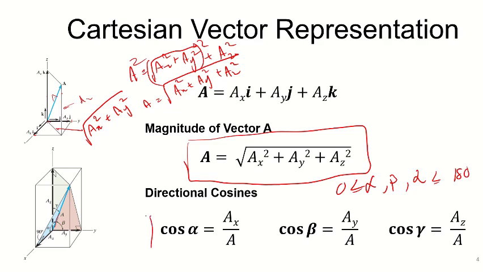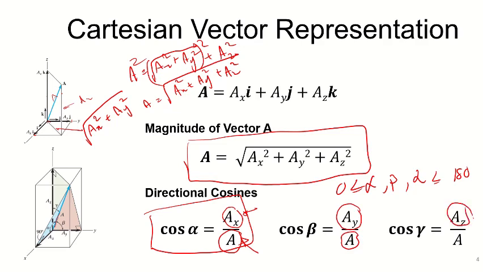So cos alpha we can represent as Ax divided by A, and cos beta we can represent as Ay divided by A. Here Ax is the magnitude of the vector A in the x direction, and this is the magnitude of vector A. Ay is the magnitude of vector A in the y direction, and Az is the magnitude of vector A in the z direction, right?